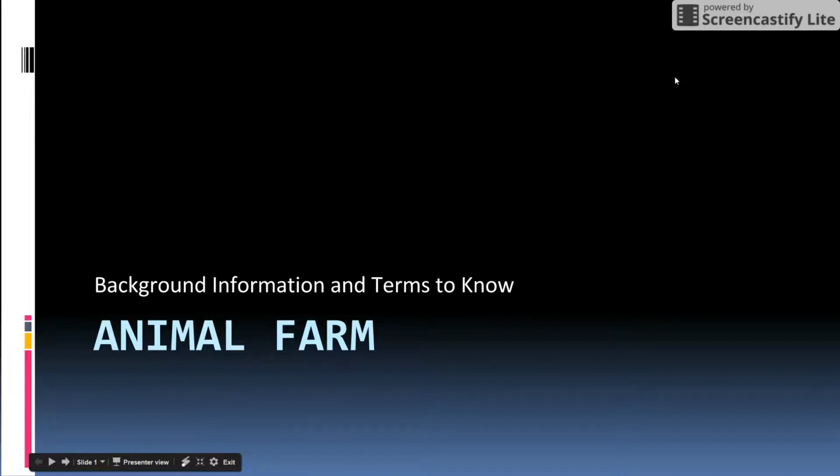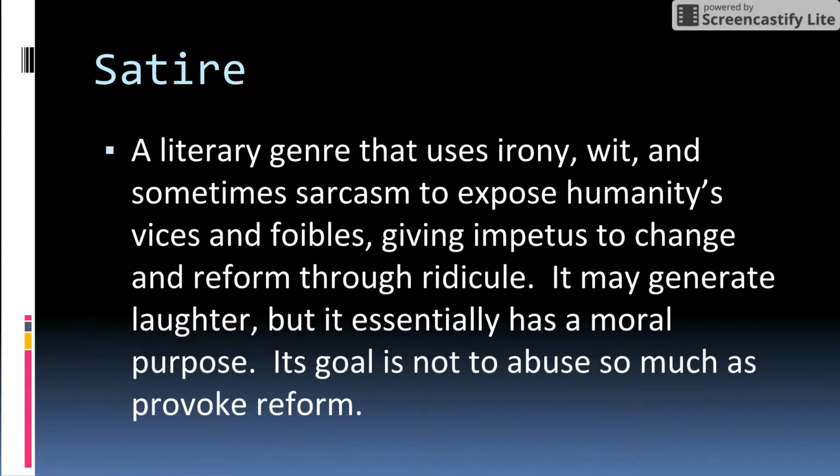This is a film of the background information and terms that you need to know in order to read, understand, and analyze Animal Farm. Make sure you take accurate notes. You'll be able to use these notes on a quiz in class.